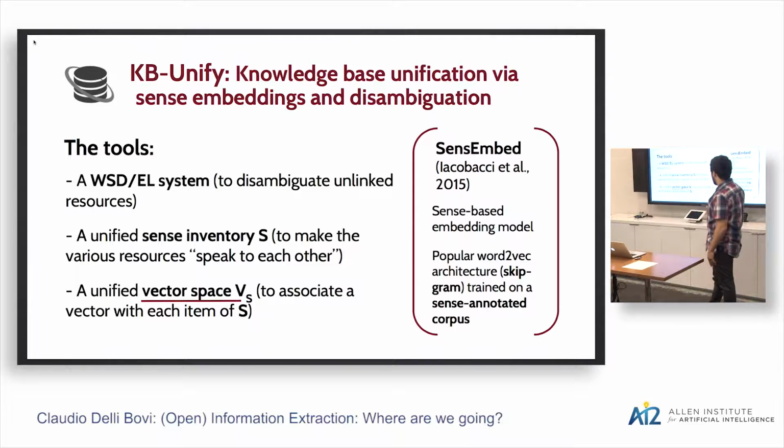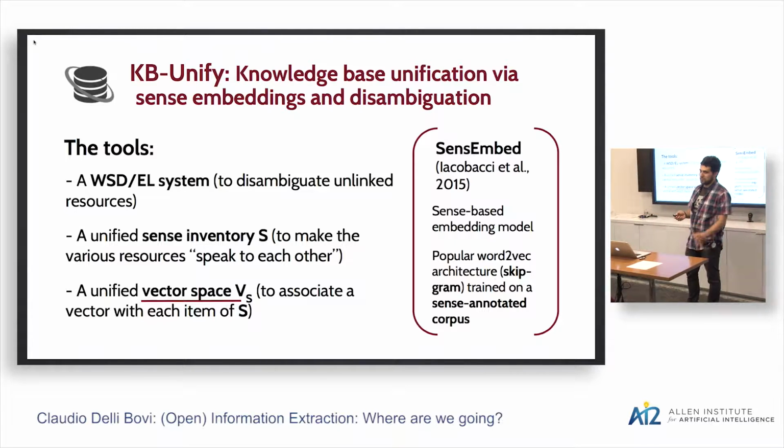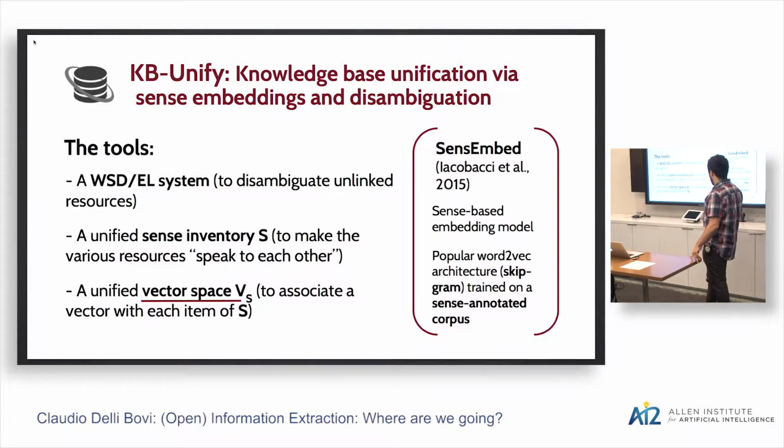You could use others. For instance, you could use word embeddings instead of sense embeddings, and then try to find a way to represent a sense by, I don't know, averaging the vectors that you have for each synonym, and so on. You may have different ways. This is the way we did it.